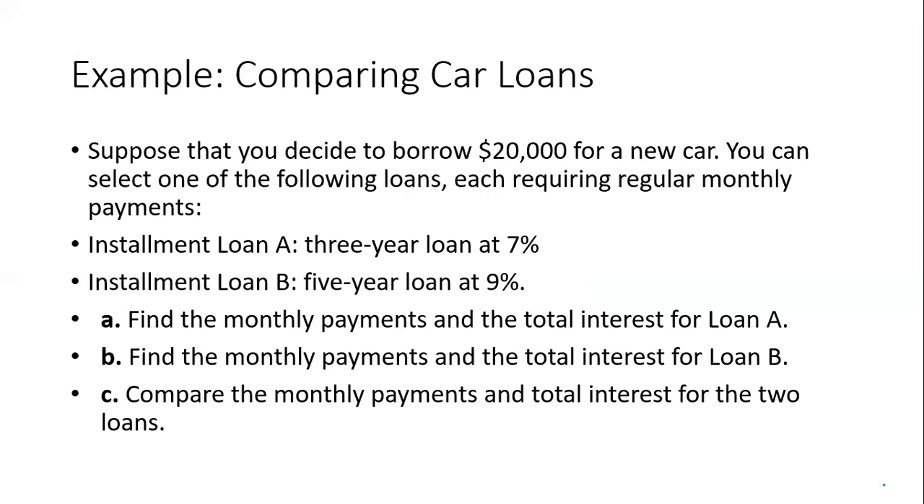So as an example, suppose that you decide to borrow $20,000 for a new car. You can select one of the following loans, each requiring regular monthly payments. You can get an installment loan of 3 years at 7%, or an installment loan for 5 years at 9%. So they're going to give you longer to pay it off, but that means that you're going to have to give them a higher interest rate.